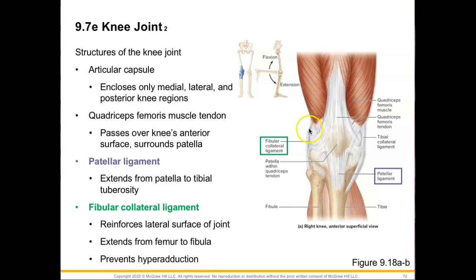Next we have our fibular, or I'm going to give you three names here. It's the fibular collateral ligament, lateral collateral ligament, or peroneal collateral ligament. And this helps to reinforce that lateral surface of our joint and extends from the femur up here down to the fibula. And this is really helping to prevent hyperadduction. So if this tibia and fibula were to kind of swing in this direction, that would be adduction, right? So by having this ligament here, it prevents that movement.